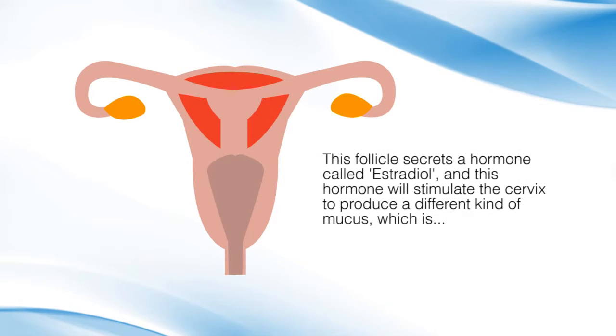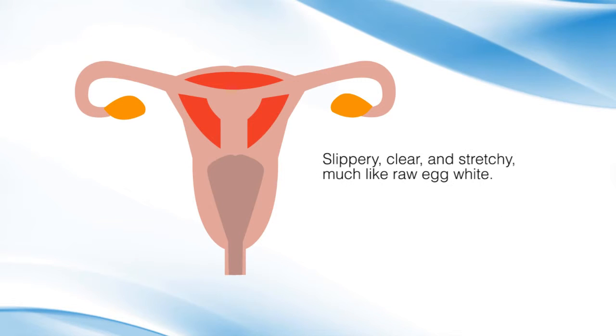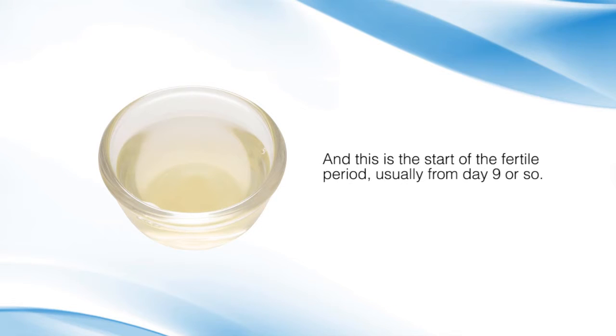Approximately day 9 onwards, the brain has stimulated the development of the egg sac or the follicle which contains the egg, and this follicle secretes a hormone called estradiol. This hormone will stimulate the cervix to produce a different kind of mucus which is slippery, clear and stretchy, much like raw egg white. And this is the start of the fertile period, usually from day 9 or so.